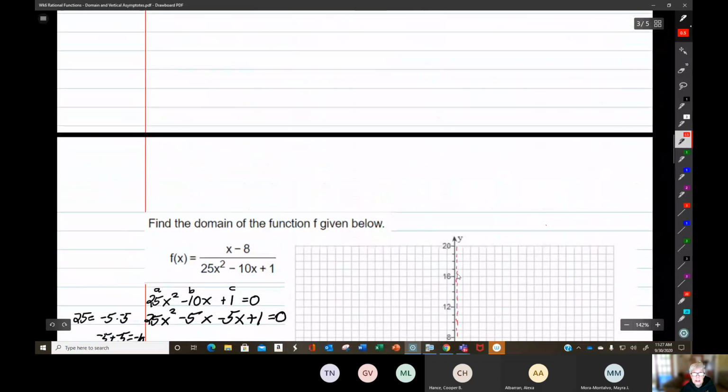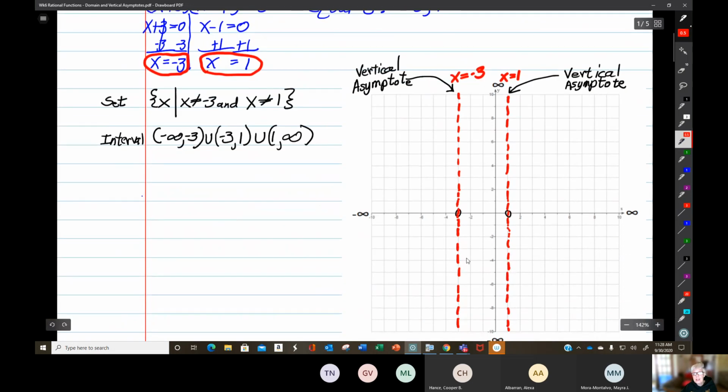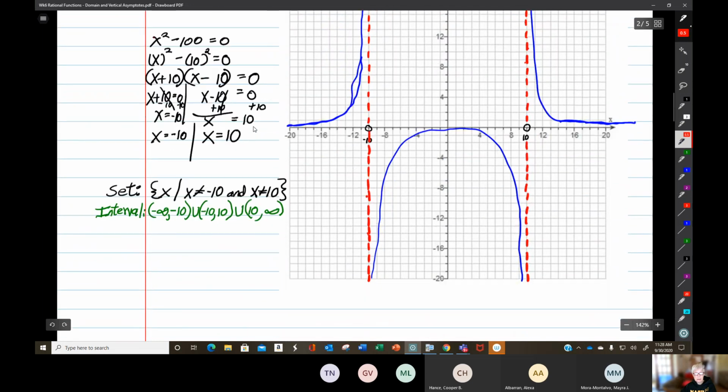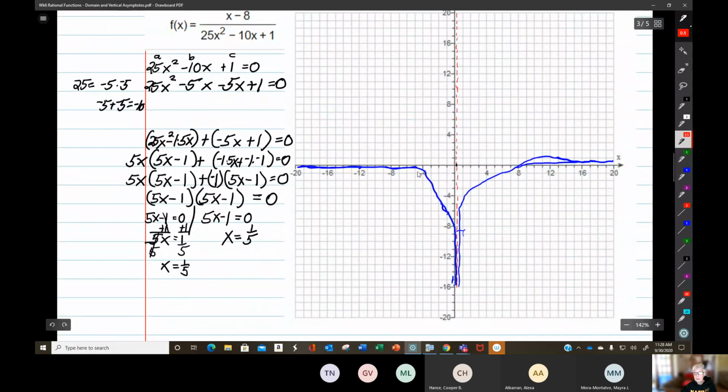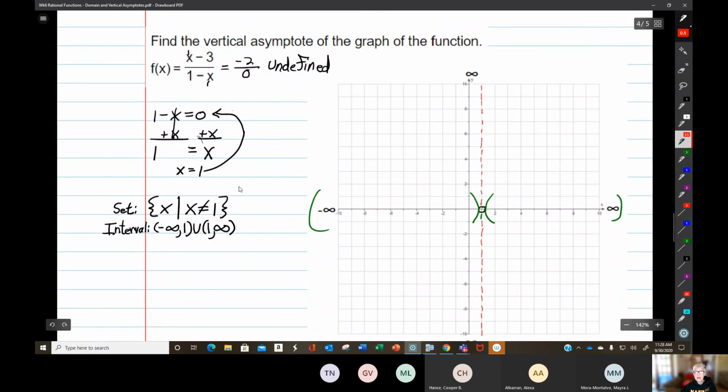Like the first 4 problems, it was always true that you take the denominator, set it equal to 0, solve for x. The 2 numbers you get as your solutions are going to be the bad boys that need to be taken out of the domain and replaced, if you want to think of it that way, with a vertical asymptote, because these 2 numbers are taken out of the domain. Here, negative 10 and 10 were taken out of the domain. Here, 1/5 was taken out of the domain. And here, x equals 1 was taken out of the domain. Did we graph that? Yes, we did. And it was like that and like that.